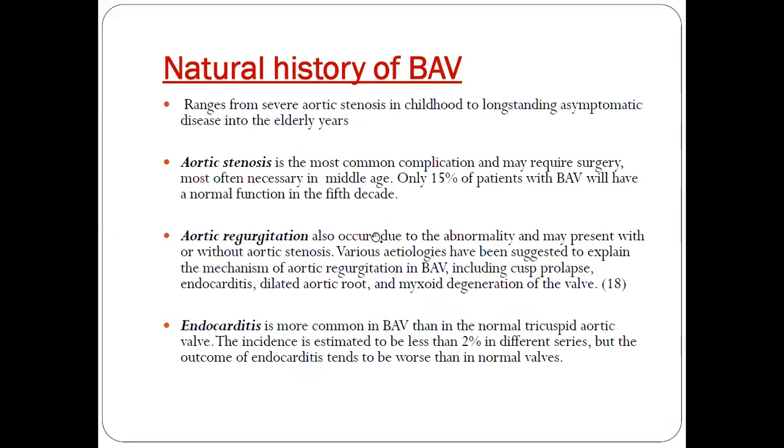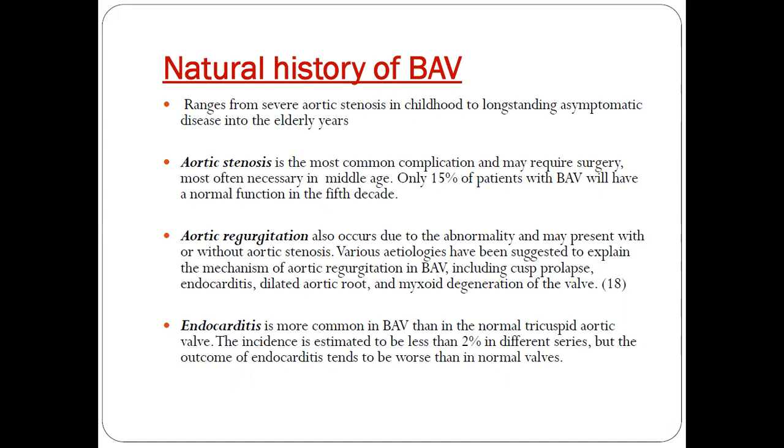The natural history of bicuspid aortic valve. It ranges from severe aortic stenosis in childhood to long-lasting asymptomatic disease into the elderly years. Aortic stenosis is the most common complication and may require surgery, most often necessary in middle age. Only 15% of patients with bicuspid aortic valve will have normal function in the fifth decade.